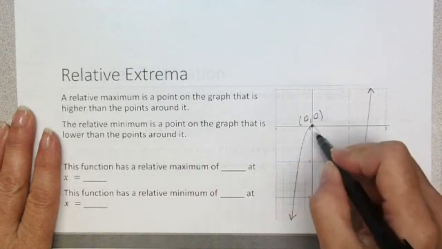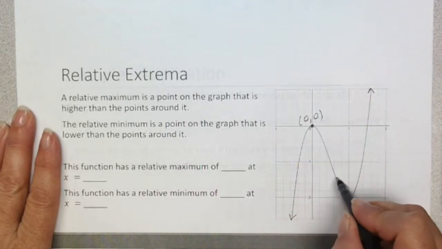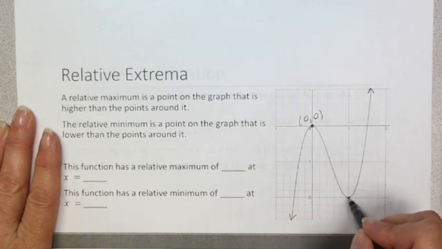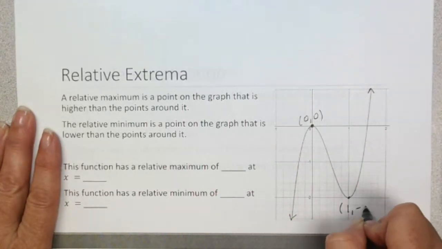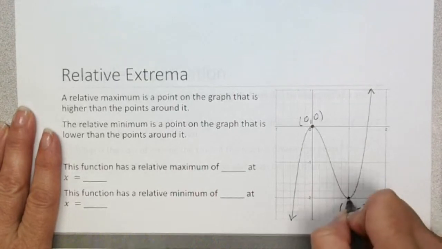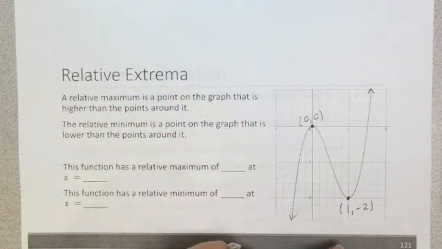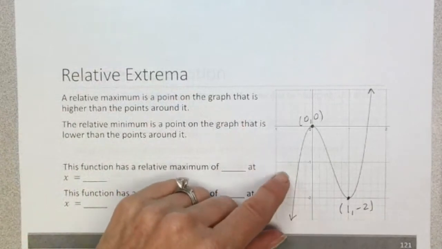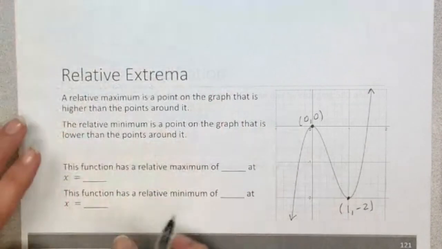The relative minimum, or a low point, if you will, relative to the points that are near it on the graph, is occurring here. That's at (1, -2). Okay, so we might say this function has a relative maximum at (0, 0). We might say it has a relative minimum at (1, -2). Or we could word that differently.